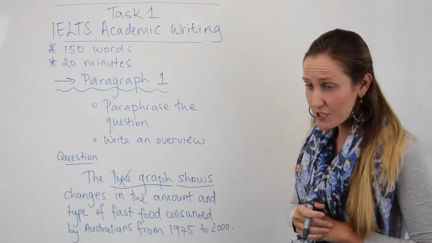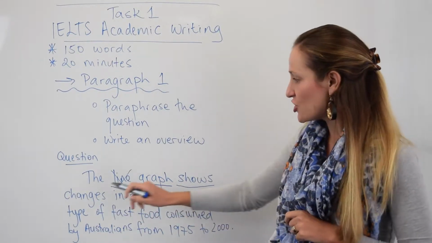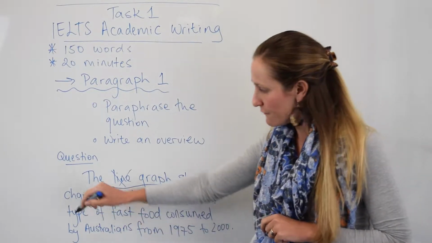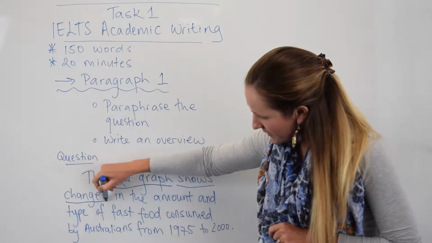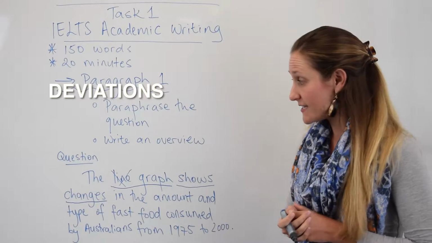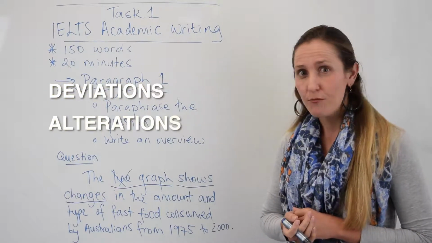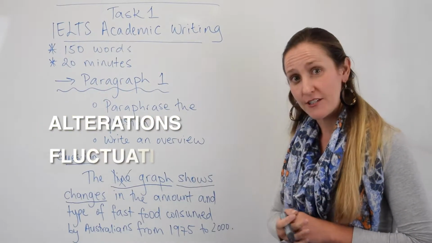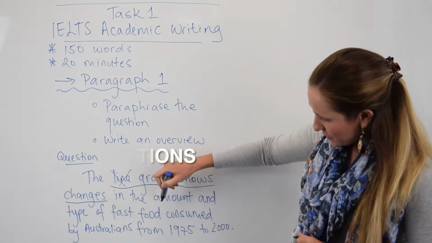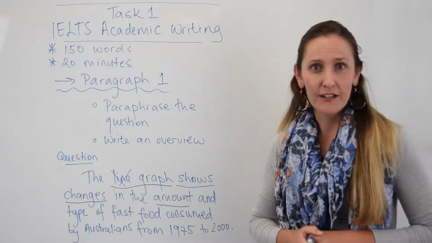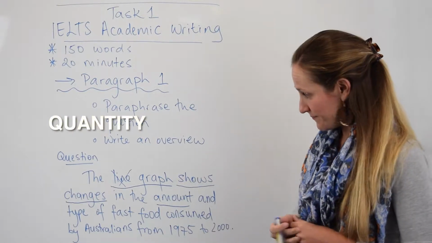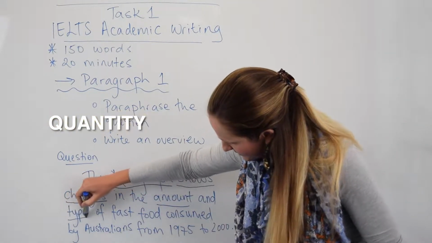The next thing that we want to change is this next phrase, changes in the amount and type of. So the first word that we can focus on is changes. You might say deviations, you might say alterations, you might say fluctuations. All of those words can mean changes. The next word is amount. A very simple word that you can replace amount with is quantity. The next word is type.